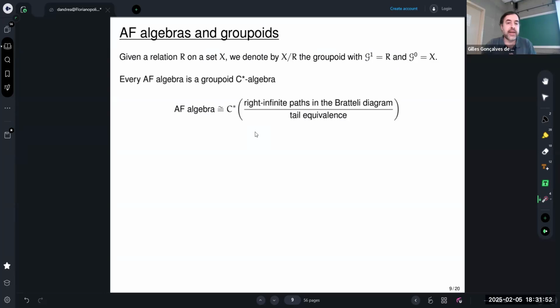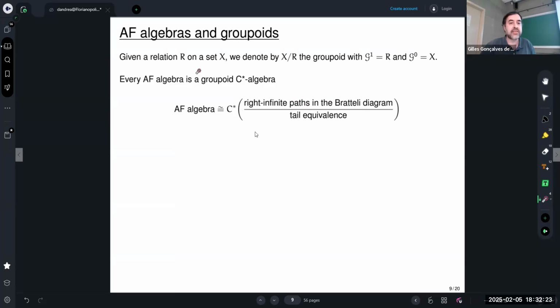So every AF algebra, we know that it is a groupoid C*-algebra, and the groupoid is an étale groupoid. What is the set of objects? The set of objects is the set of right infinite paths in the Bratteli diagram. The relation is the relation of tail equivalence, where two paths are tail equivalent if, starting from some point, they are equal. Okay, I'm hiding a lot of things because I'm not telling you what the topology is here, but okay.